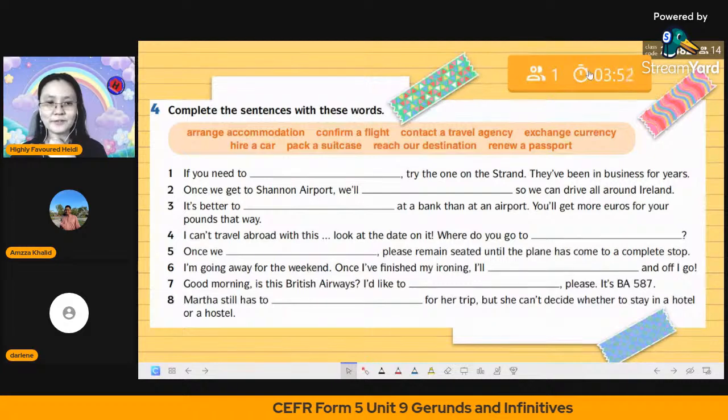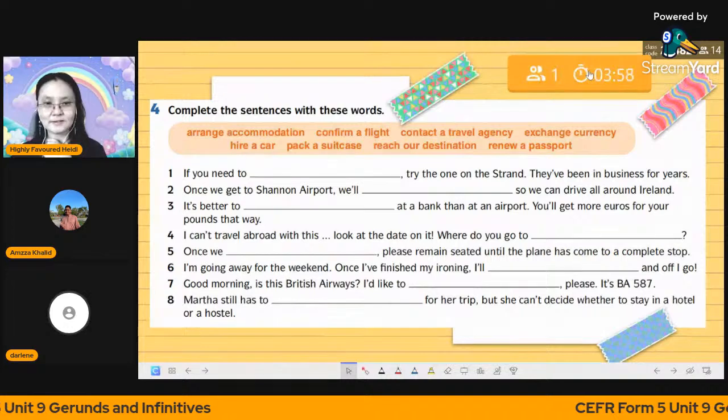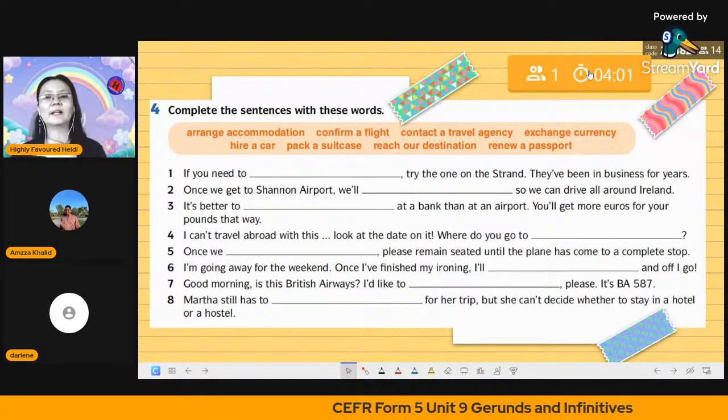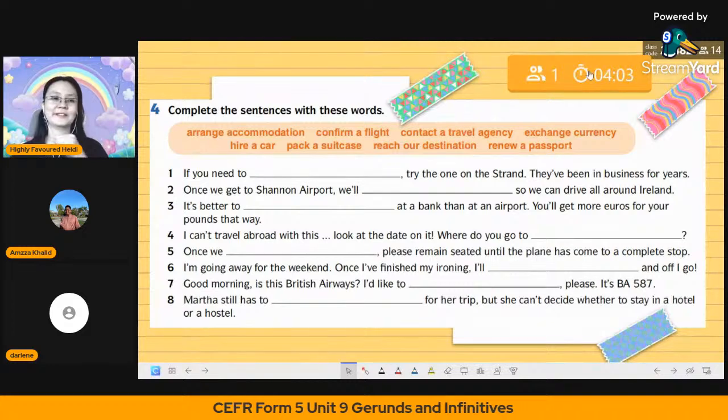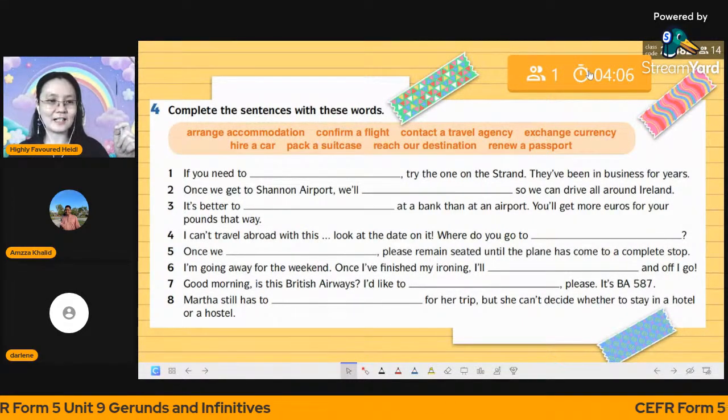I can't travel abroad with this. Look at the date on it. Where do you go to? Okay, if you do not know the answer, never mind. Okay, number 5 and number 6.